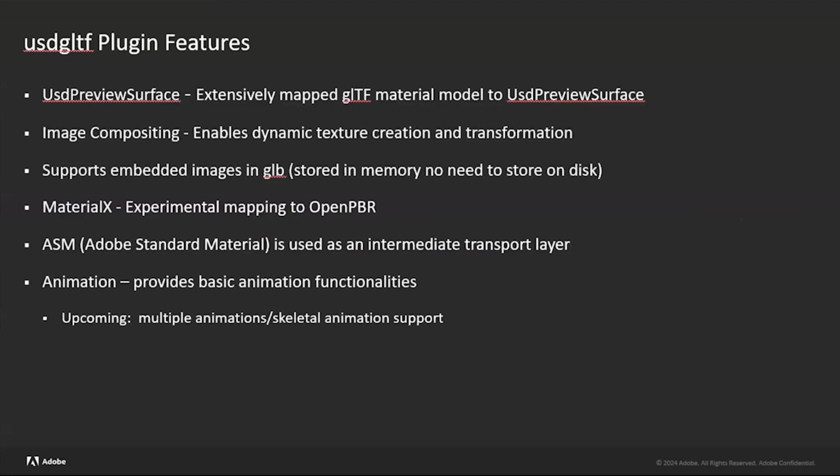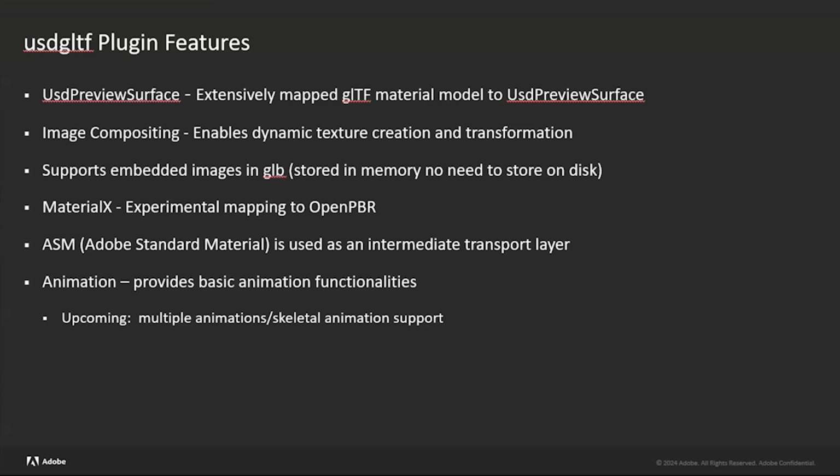Plugin features: we spent some time extensively mapping glTF material models to USD preview surface. We do image compositing, which means we're able to create dynamic textures on the fly as we need to. We support embedded images in GLB, so those images are stored in memory. You don't need to write them to disk. You can export them to disk if you like, but it doesn't have to be. We have what we call experimental MaterialX support, which is the mapping to OpenPBR. You can enable that with a file format argument when you import.